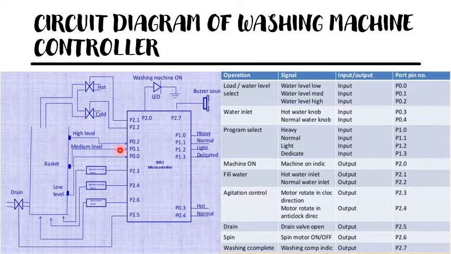Port 2.3 is for the agitate motor. Port 2.4 is again for agitate motor drive, port 2.6 is for spin motor drive, and port 2.7 is for indicating the completion of the washing process. The same is depicted here in the table.